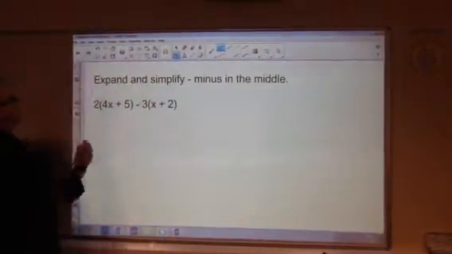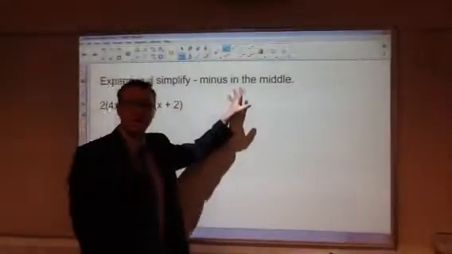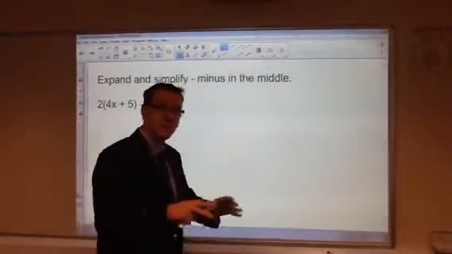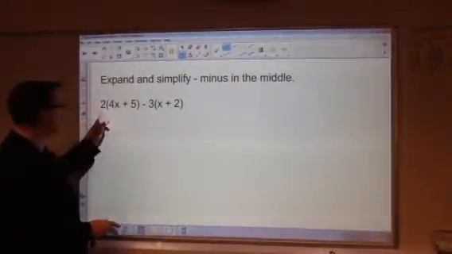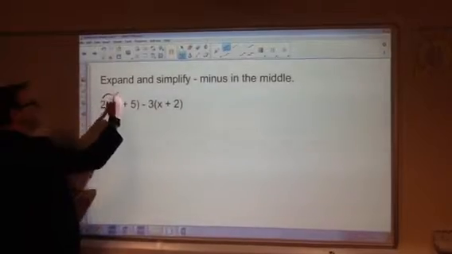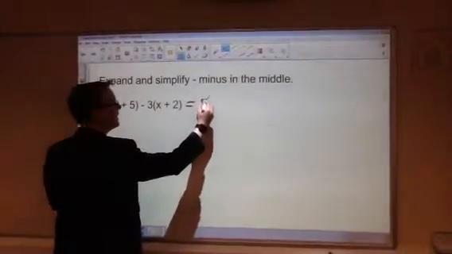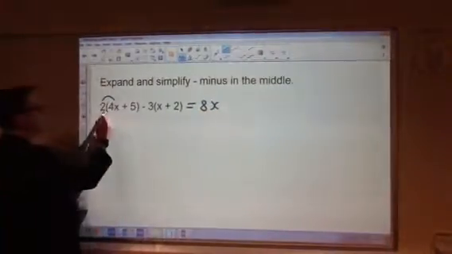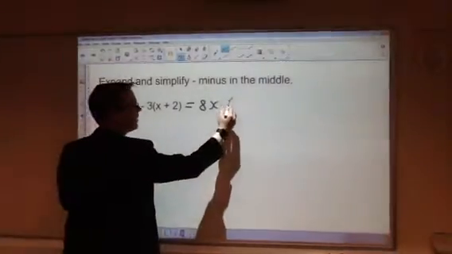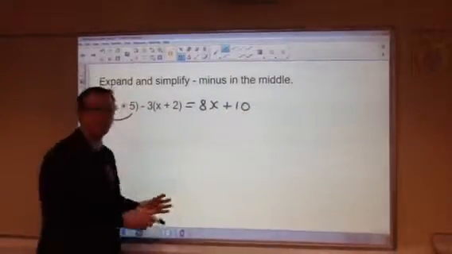What we're going to do now is look at when we've got a minus in the middle, okay? Because things do change slightly. We're still going to expand the first one. 2 times 4x is 8x. And then we do 2 times 5, which is 10. So the first bracket's nice and easy.